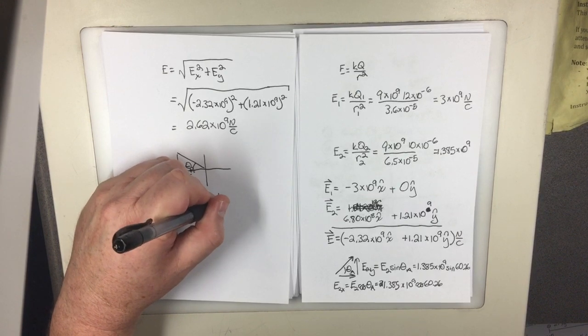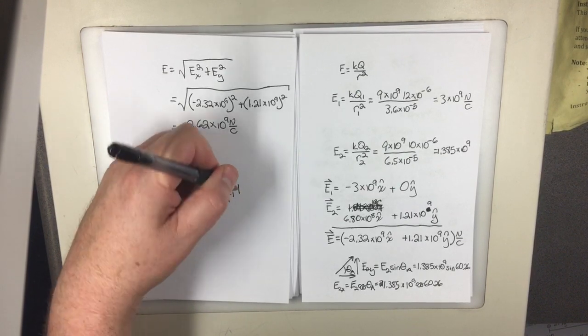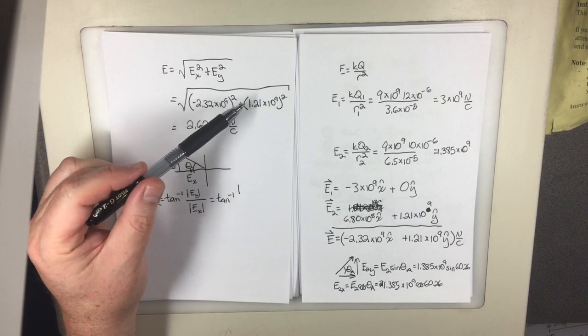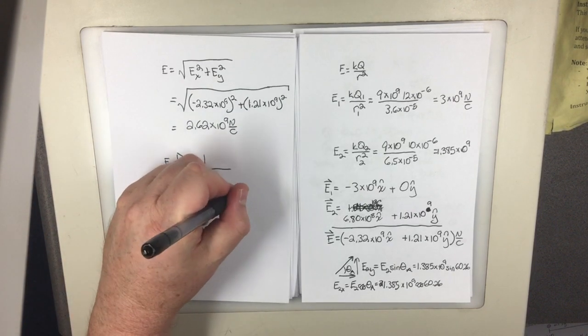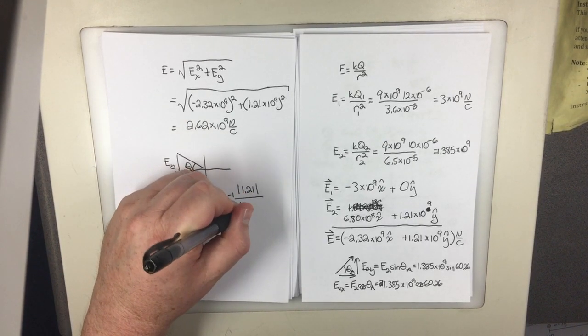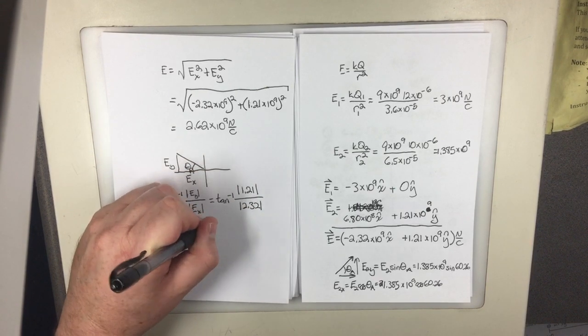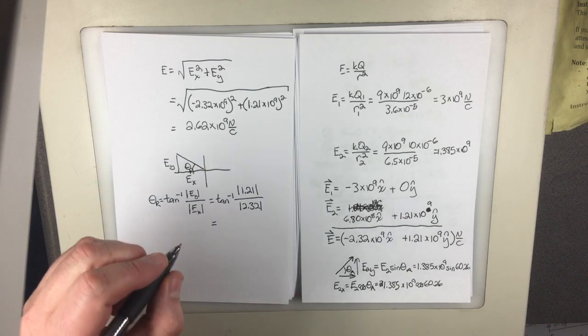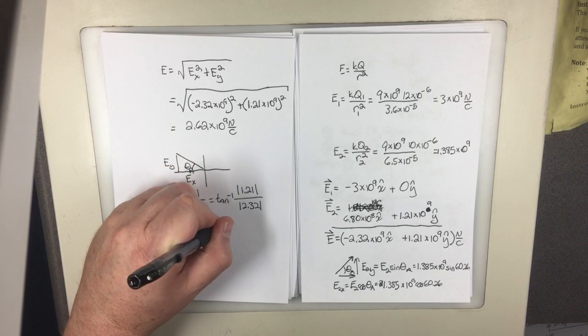This is inverse tan of, now it's the same thing. Both are 10 to the 9th. So I can just put in 1.21 over 2.32. And that will give me the angle. And that gives me an angle of 27.5 degrees.